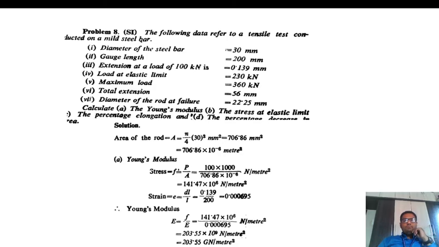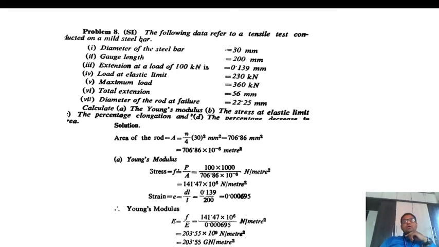Next numerical. The following data refers to a tensile test conducted on a mild steel bar. Then the data is given. The diameter of the steel bar is 30 mm, gauge length is 200 mm, extension at the load of 100 kilonewton is 0.139 mm, load at elastic limit is 230 kilonewton, maximum load is 360 kilonewton, total extension is 56 mm, and at the last, diameter of rod at the failure is 22.25 mm. Now we have to calculate Young's modulus, stress at elastic limit, percentage elongation and percentage decrease in area.